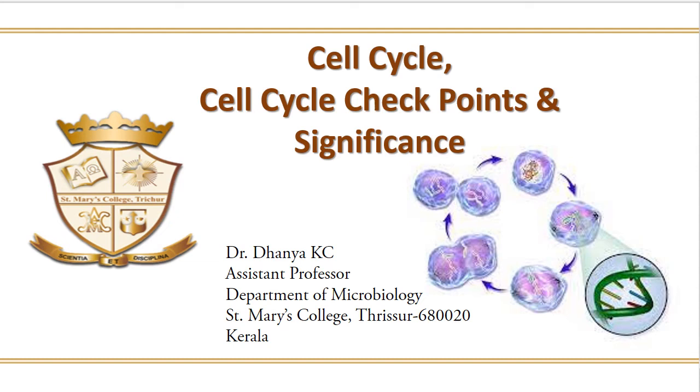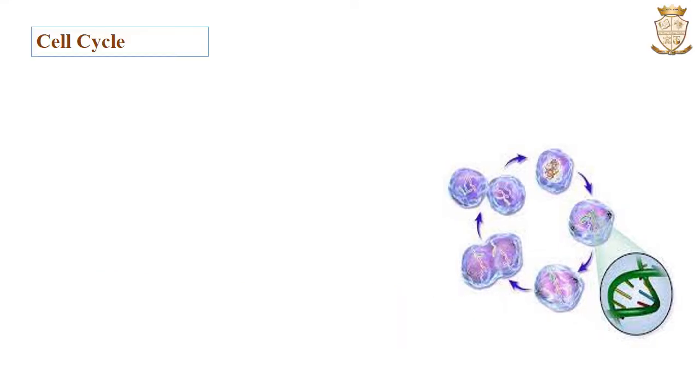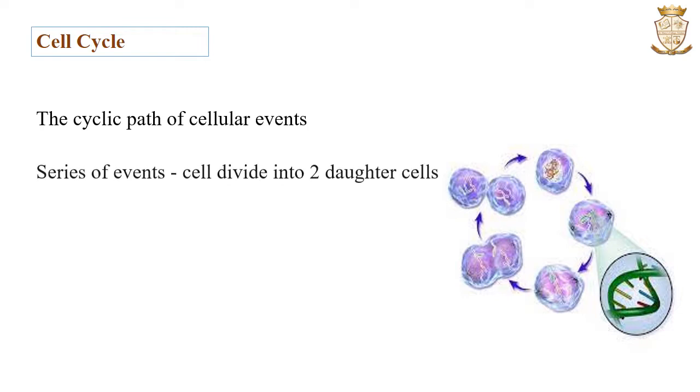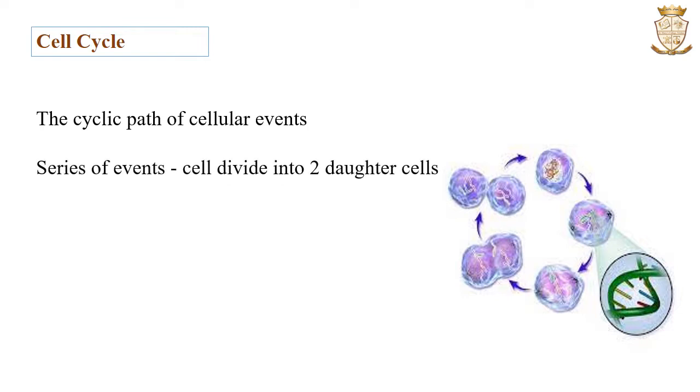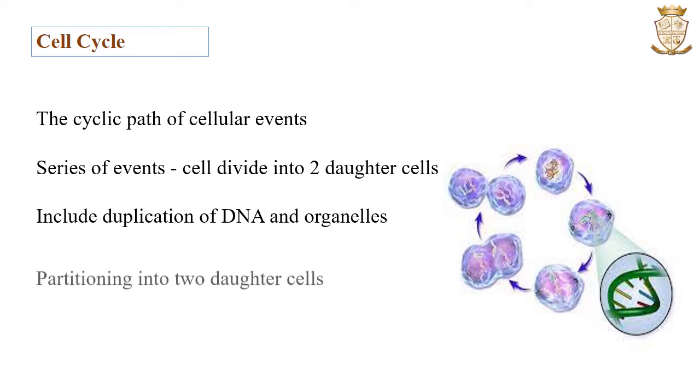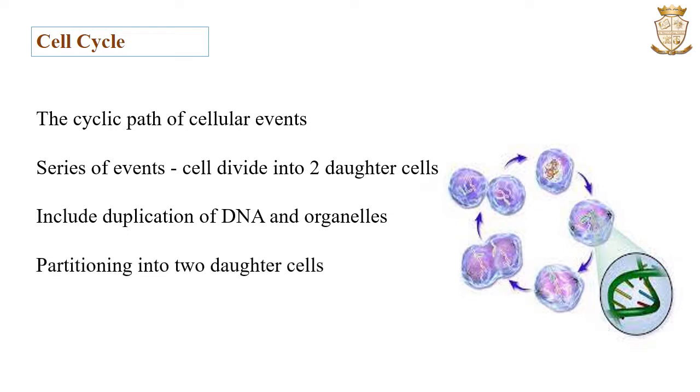Dear students, we are going to discuss cell cycle regulation, cell cycle checkpoints, their functions and importance. So, cell cycle. What is a cell cycle? The cell cycle or cell division cycle is a series of events by which a cell divides into two daughter cells. These events include duplication of DNA and organelles and partitioning into two daughter cells.